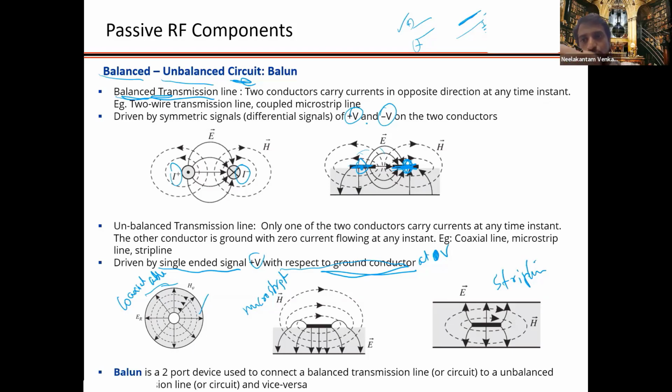So when I have two different circuits, one balanced and the other unbalanced, how can I connect them together? If I want to connect them, what RF component can I use? You need to use what is called a balun. A balun is used to connect unbalanced to balanced, or balanced to unbalanced, either way.